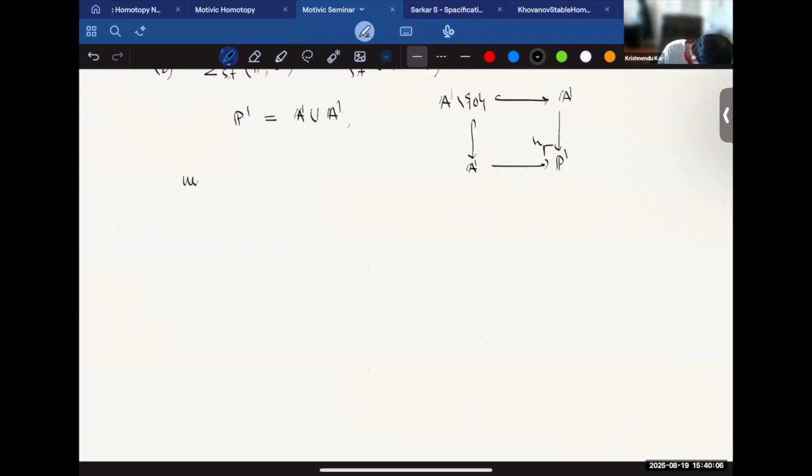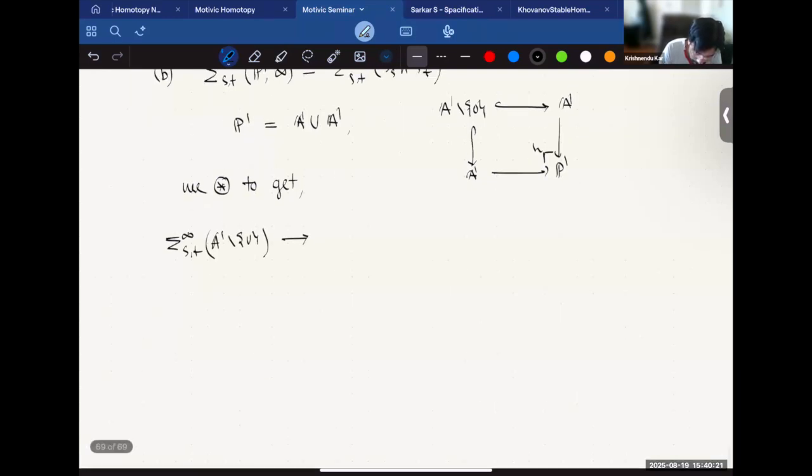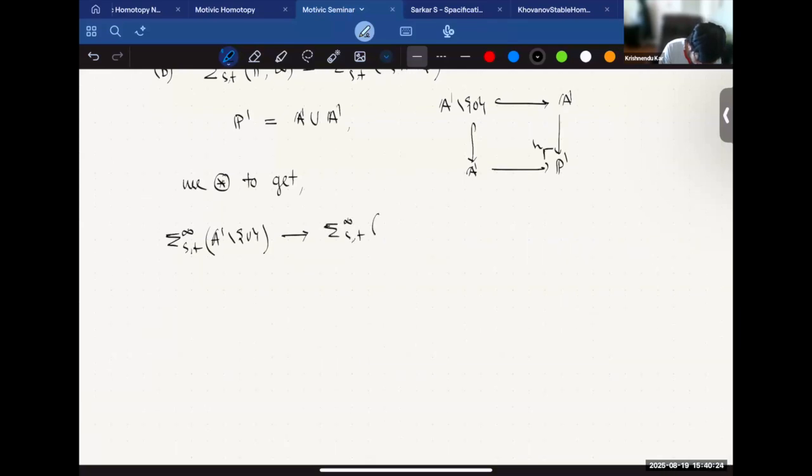You start to get zero to A1 suspension A1, this is your P1, and then there is some shift, not writing that down.